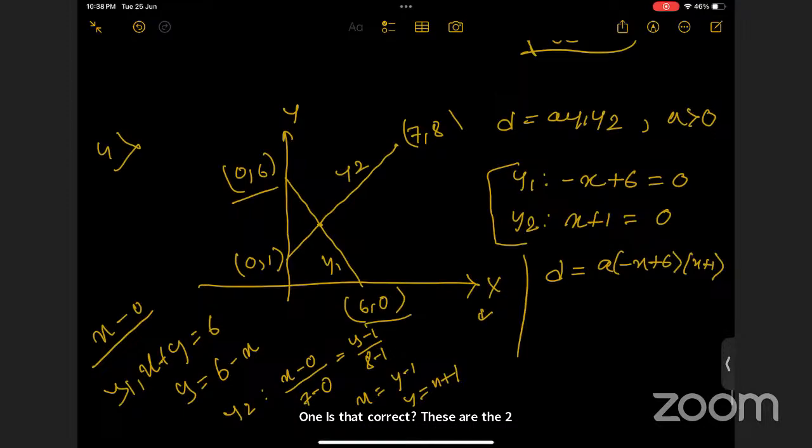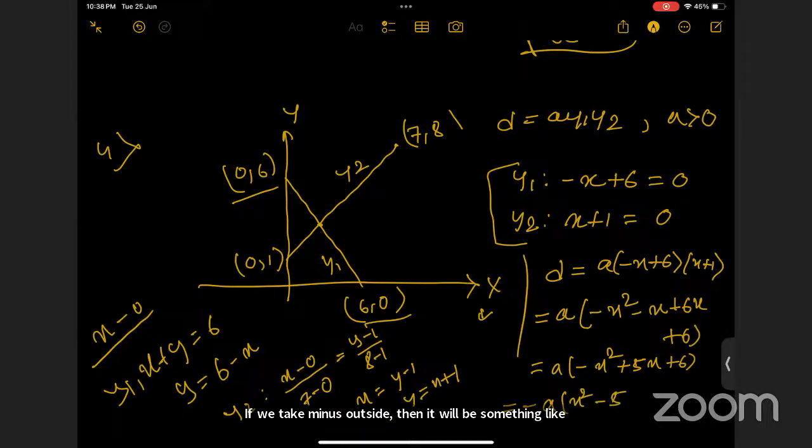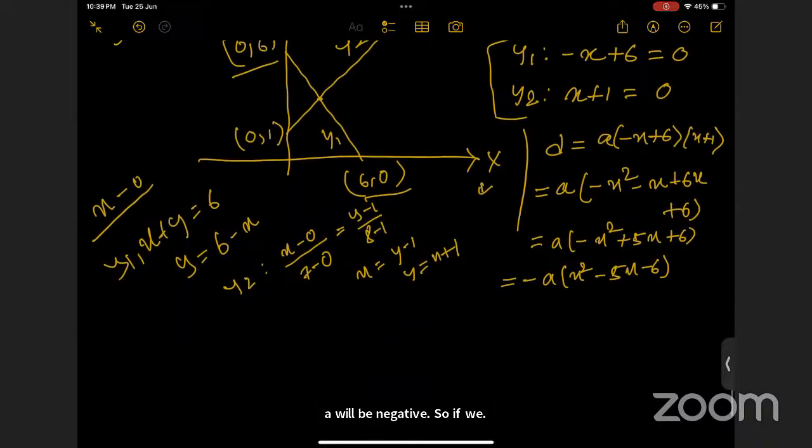So now we can find d, right? So just multiply this and simplify this. So it will be minus x square minus x plus 6x plus 6. Just simplify this and it will be minus x square plus 5x plus 6. If we take minus outside, then it will be minus a times x square minus 5x minus 6. So our a is positive, hence minus a will be negative. Like this is again an equation of a parabola, right?